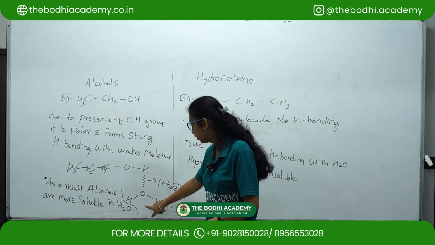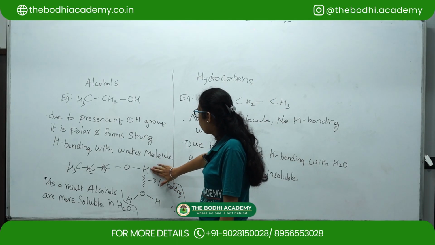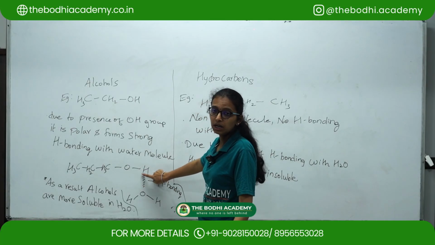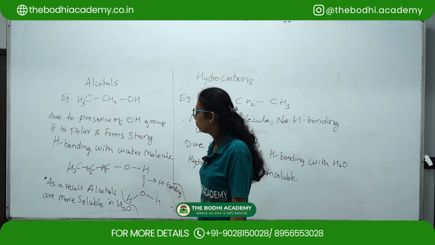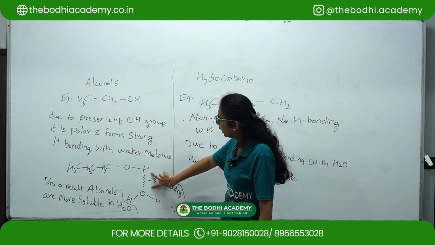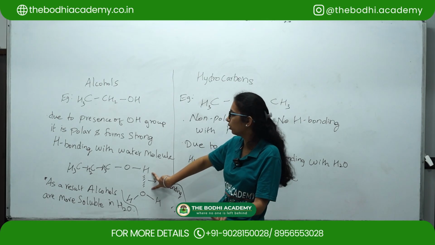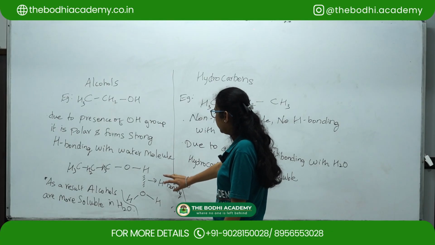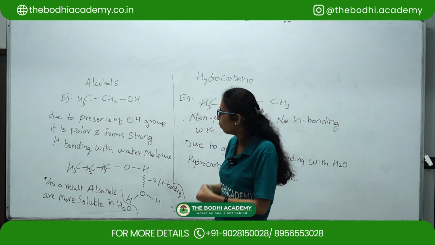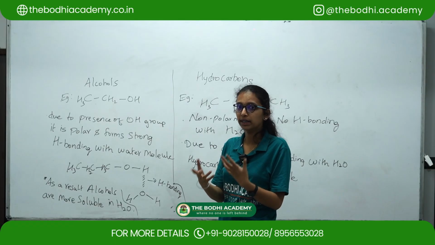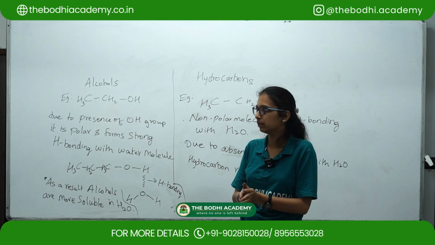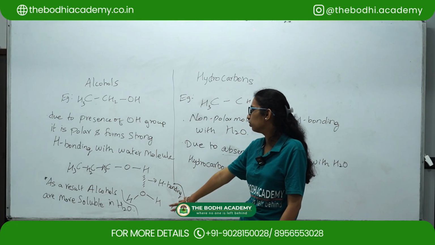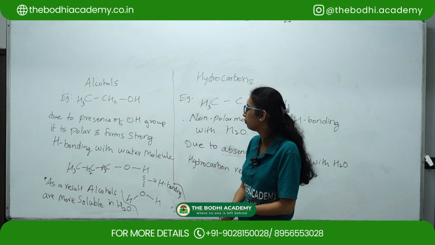This is the structure of a water molecule, and this is an alcohol with an OH group, where the hydrogen shows hydrogen bonding with the water molecule. The hydrogen bonding is between two different molecules, so it is intermolecular hydrogen bonding again. Since it forms strong hydrogen bonding with water, it is easily soluble, or you can say miscible. Water and alcohol are both liquids, so miscible in water. As a result, alcohols are more soluble in water.